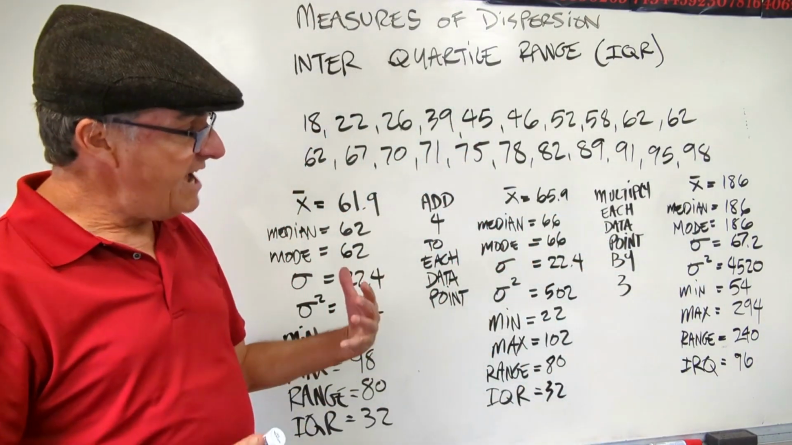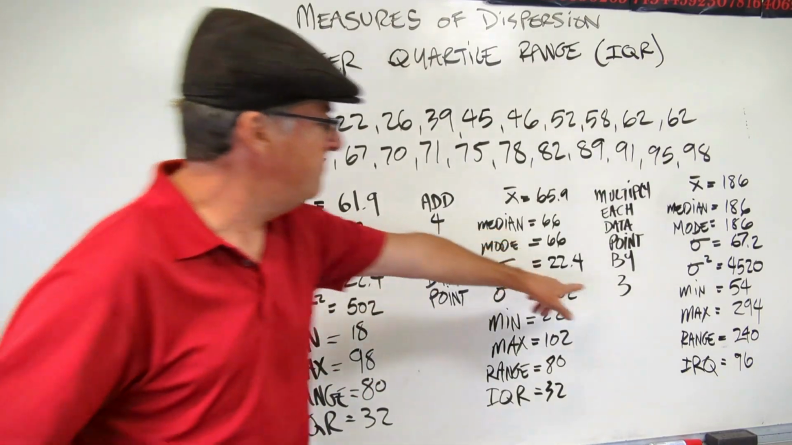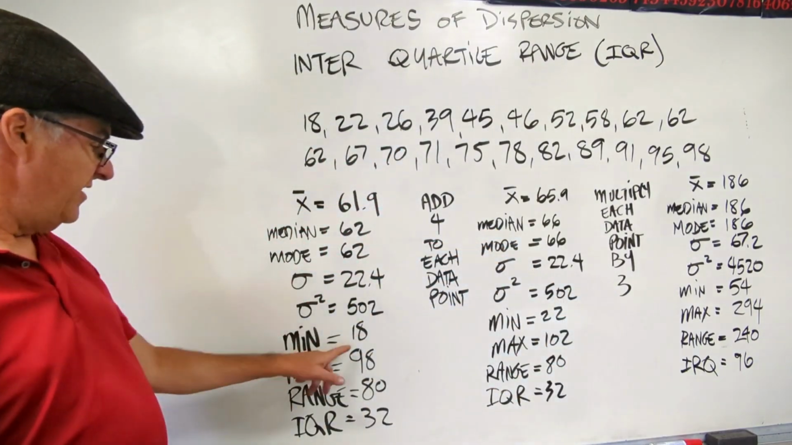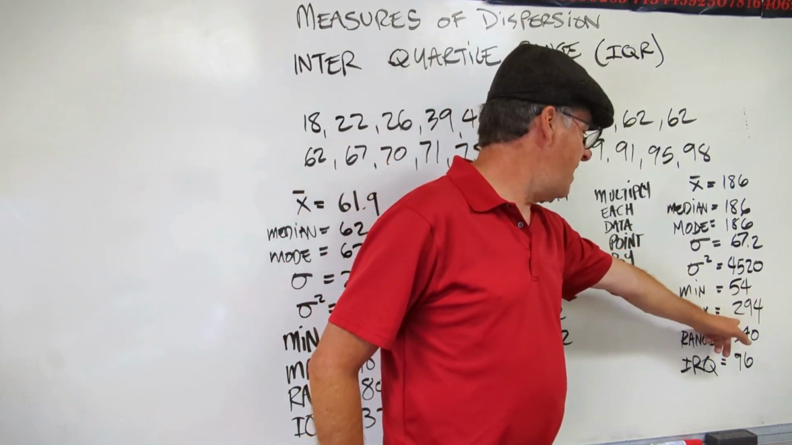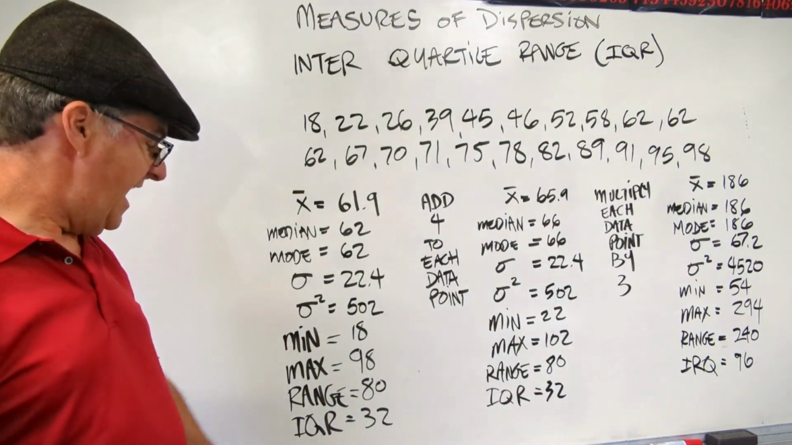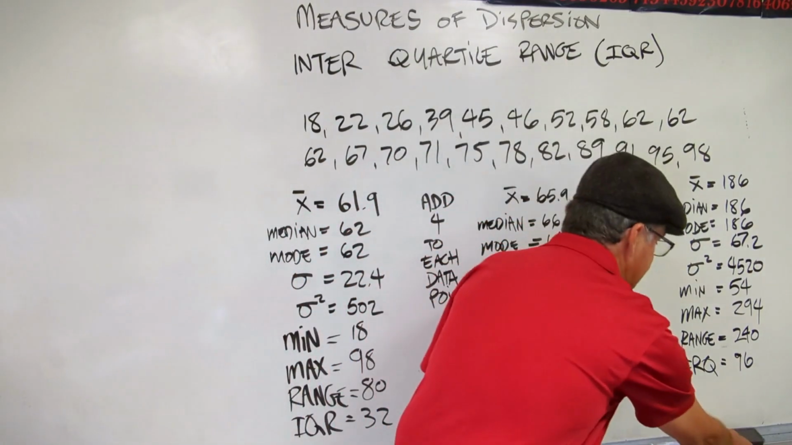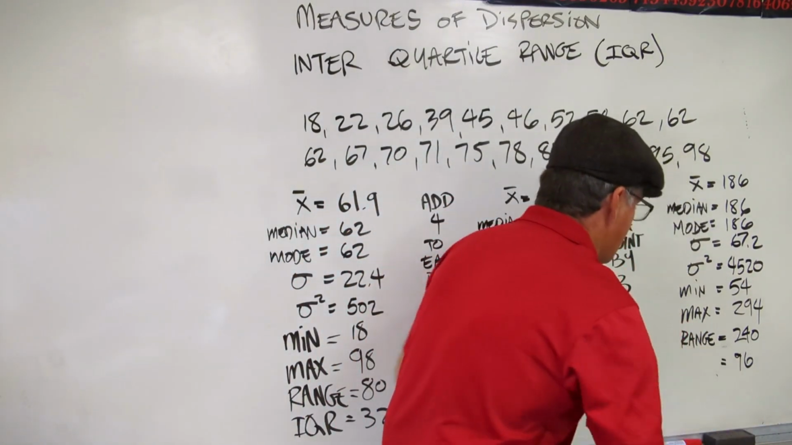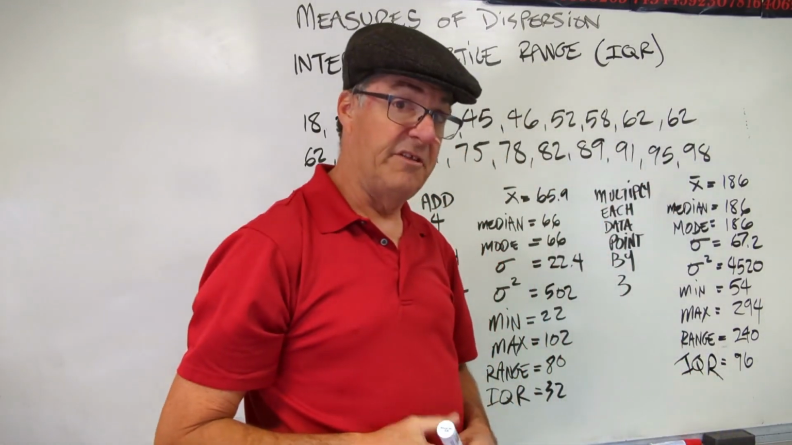The min and the max, all we did is we multiplied again by 3 to get our new values. So 18 times 3 gave us our new min, our new max. So our range also got multiplied by 3, as did our interquartile range. And I made that same mistake here. This is IQR. So there you have it.